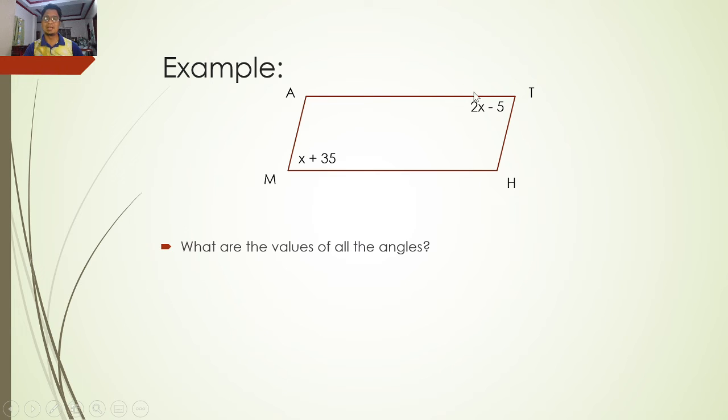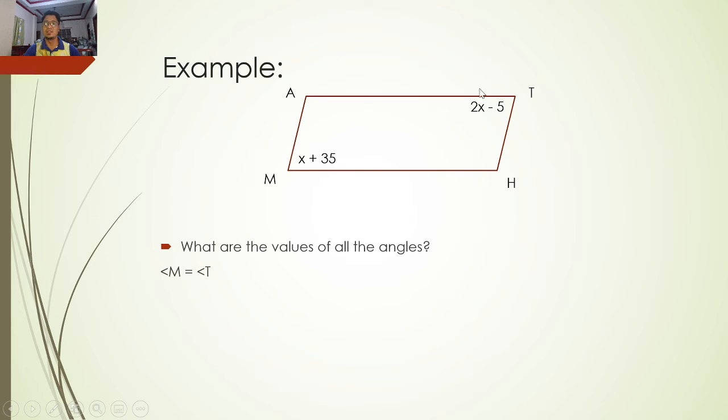And ang tinatanong pa rin lahat ng measurement ng angles. Ito given. Hindi mo alam ang angle M, hindi mo alam ang angle T. Pero meron po tayo ditong hint. X plus 35 yung angle M, 2x minus 5 yung angle T. Now, kagaya po nung sinabi natin, opposite angles are equal. So what are we going to do now?